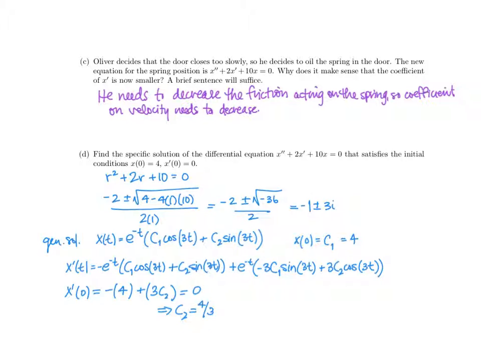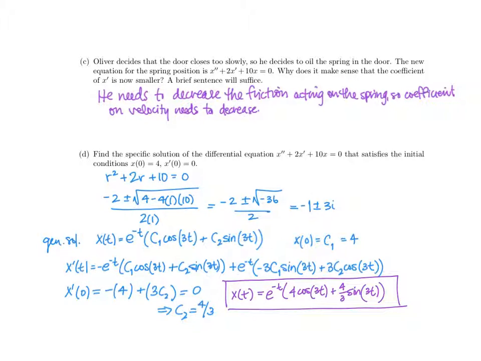So once we have both those facts, we know for a fact that our particular solution, x of t, is going to be equal to e to the negative t times c1, which we found to be 4 cosine 3t, plus c2, which we found to be 4/3 sine 3t. And that is what we've been able to solve for. That's our particular solution.